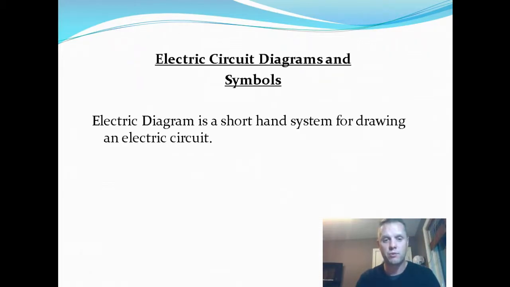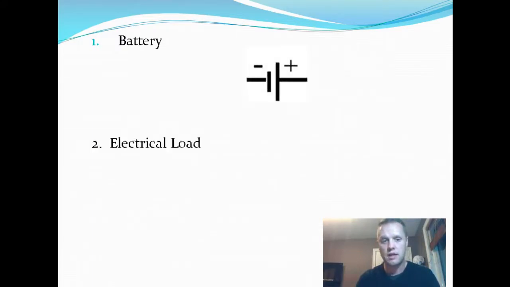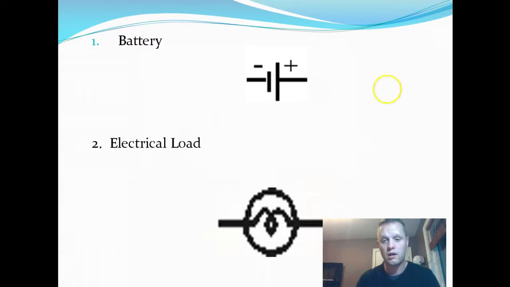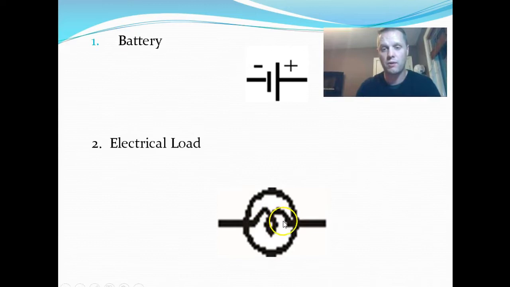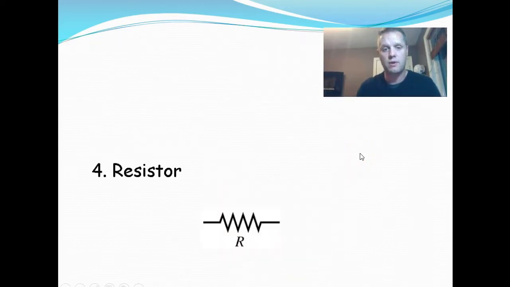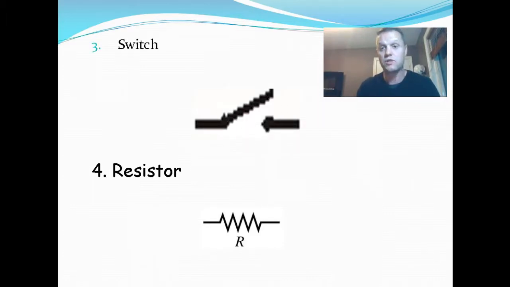So we have different symbols for this, and we're going to show you the symbols right now. So a battery looks like this. An electrical load we draw like this. This would represent a light. So you got a bent wire with a circle around it. We have a resistor, which we put a squiggly line with an R saying that it's slowing down electrons. And we have a switch, which is just a broken wire that looks like it's incomplete.